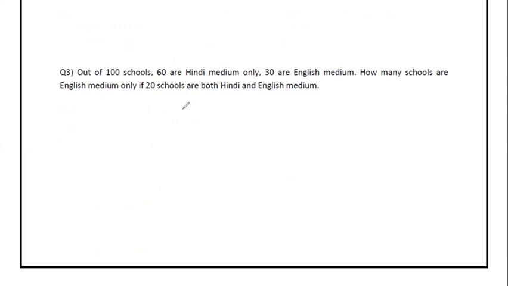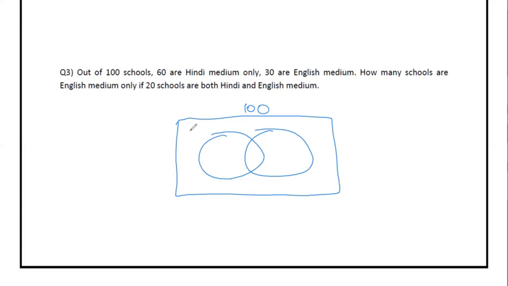Okay, right. So there are 100 schools out here. Hindi medium, English medium. So Hindi, English. So out of 100, 60 are Hindi medium only. So 60 will come here. 30 are English medium. So 30 will come outside. How many schools are English medium only? So this is your X region out here. If 20 are both Hindi and English.